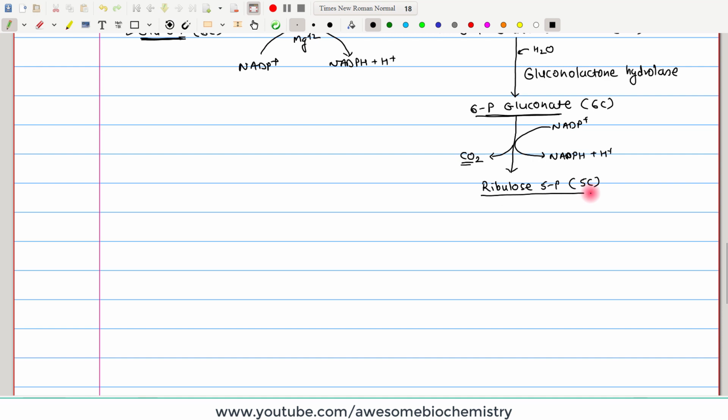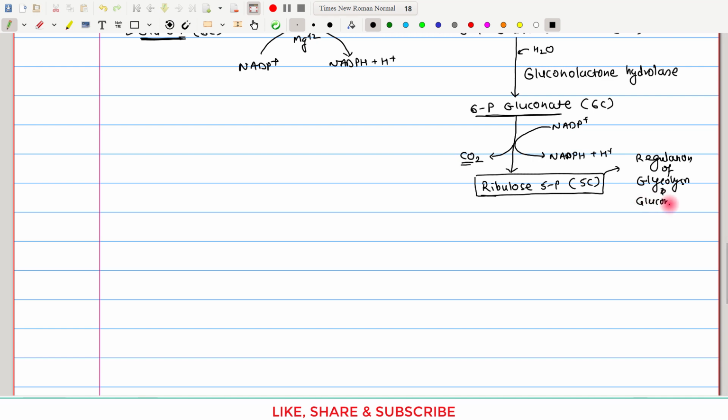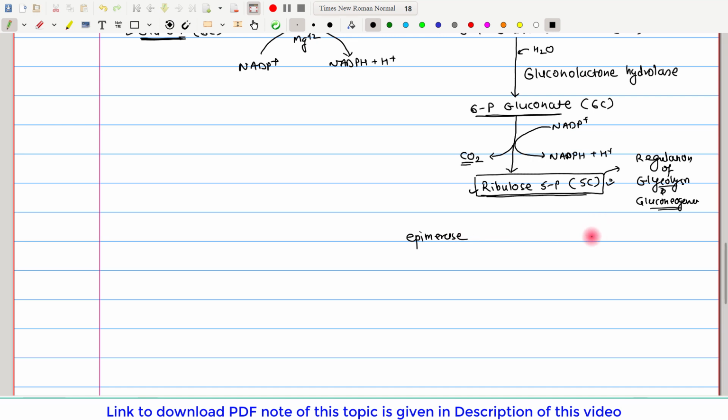Now ribulose 5-phosphate is one of the very important molecules. Why? The reason is that ribulose 5-phosphate has a role in the regulation of glycolysis as well as gluconeogenesis. So basically this ribulose 5-phosphate is coordinating with glycolysis as well as gluconeogenesis. Now in the cytosol, there are two different enzymes. One is epimerase and the second one is ketoisomerase. And for both of these enzymes, ribulose 5-phosphate is the common substrate.